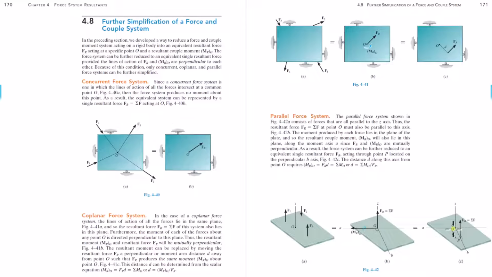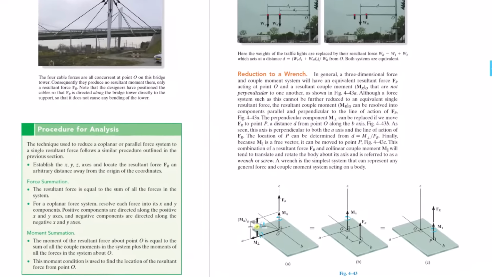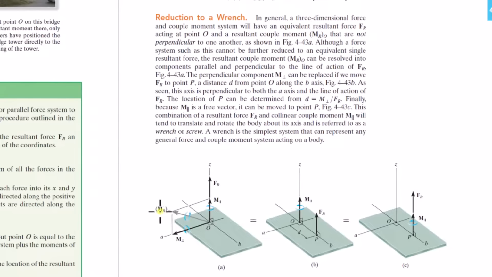As we talked about, for the most general case, all we could do was reduce to one force at a point with a couple moment at that point, with the couple moment in an arbitrary direction, and the force in an arbitrary direction. There is a way to simplify that general case, though, a little bit more. This is how. So here's the general case. You've got a couple moment at the point and a resultant force at the point. What you do is you break up the couple moment into components that are parallel to the force vector and perpendicular to the force vector.